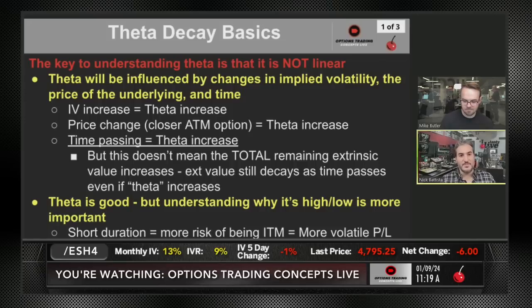Just because value comes out of that option doesn't mean theta isn't also going to increase, because there's only so much value left there. Overall, theta is a good thing, but understanding why it's high or low is more important. Short durations have less extrinsic value, but that extrinsic value decays quicker on a day-to-day basis. What that means is there's more risk in that option, especially with those closer at the money options, those options that can go in the money. You're overall going to have more volatility in your P&L.